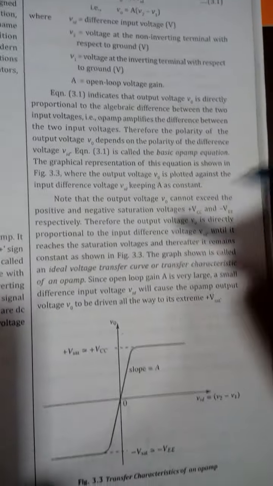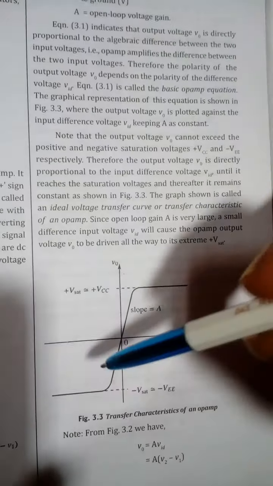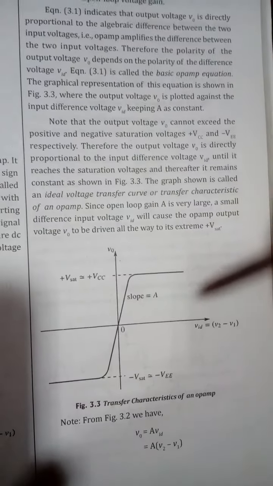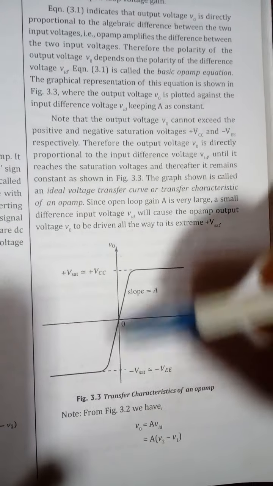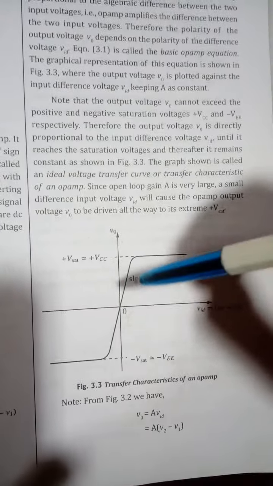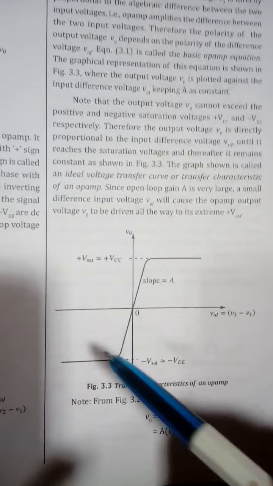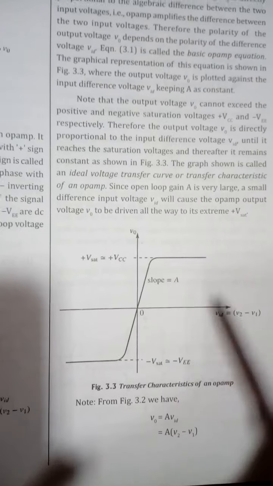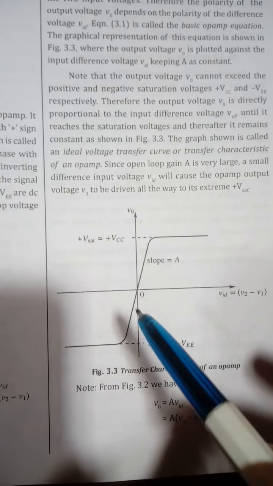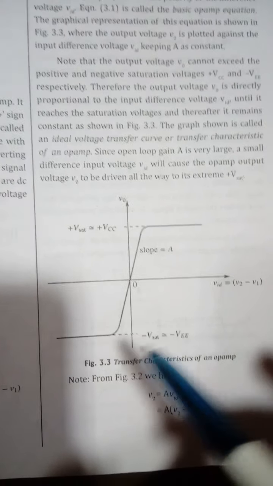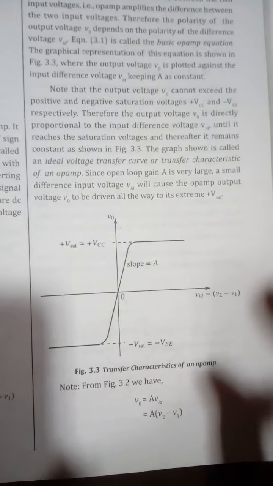Now we will see a graphical representation of the equation, which is shown here, where the output voltage V0 is plotted against the difference voltage VID. So this is the output voltage V0 on the y-axis, and this is the difference voltage V2 minus V1, and the plot you get is something like this. So it does not cross beyond plus VCC, nor does it go beyond minus VEE. So it remains within these limits itself.